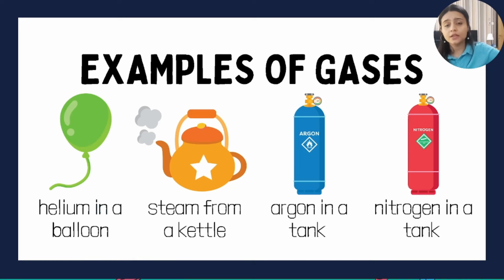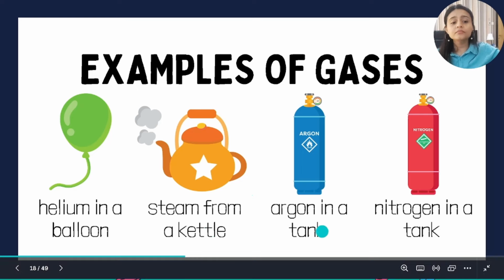It is supposed to be light because the air present inside the balloon must be lighter, because that's why the balloon is going to fly in the air. Light objects fly up in the air, right? So helium is the gas which is lighter, and that is why it is inserted inside the balloon, so that your balloon will fly higher and higher in the sky. Steam from kettle, argon in a tank, nitrogen in a tank.